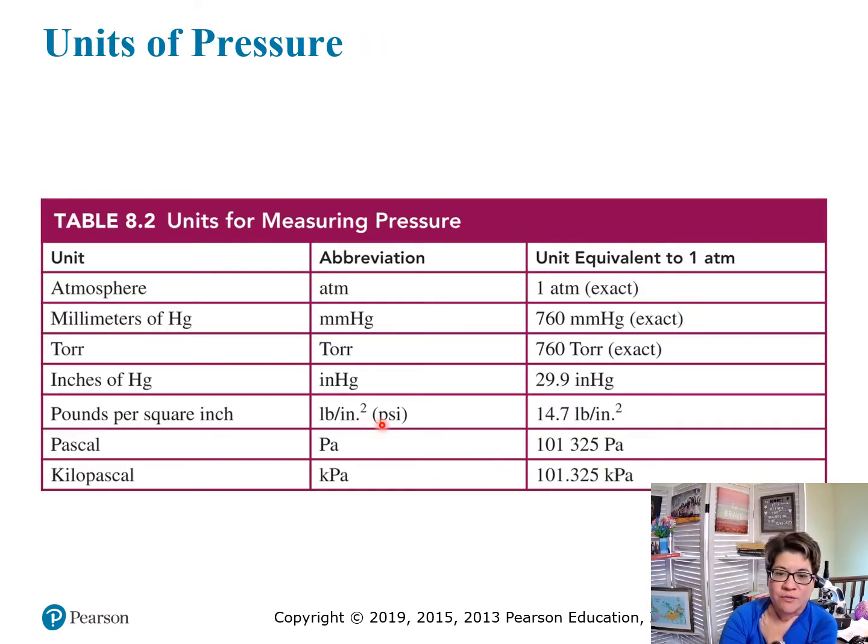Here's some other units for pressure. And you can see that 1 atmosphere is equivalent to all of these. So this is how you would do those conversions. So there's PSI. 1 atmosphere is about sea level PSI, which is about 15 pounds per square inch. And you also have pascals and kilopascals there.